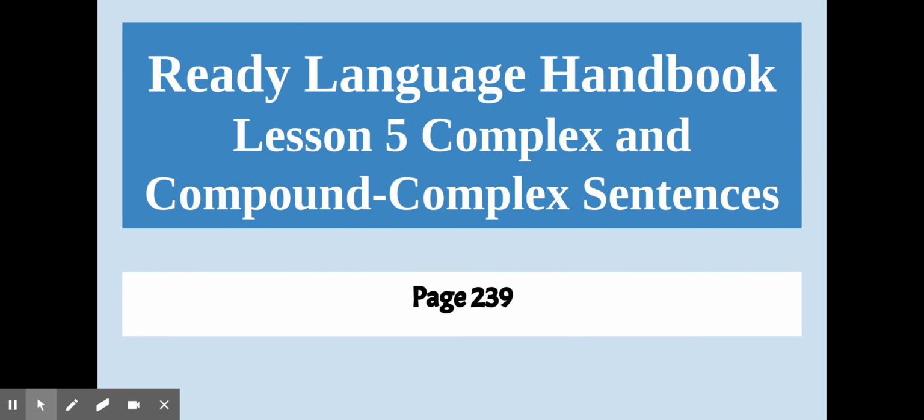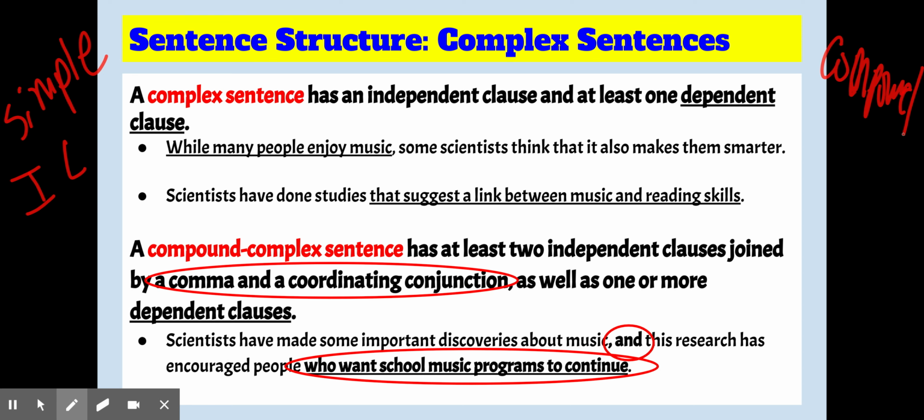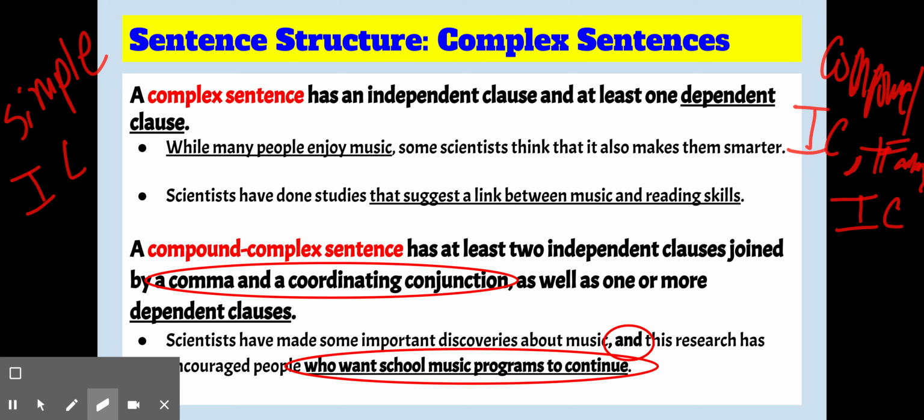So the very first thing we want to make sure we look at is your notes that you've already taken. We went over simple and compound sentences already. And remember, simple sentences have just one independent clause. And a compound sentence has an independent clause plus another independent clause, and they're normally joined by a comma and FANBOYS.